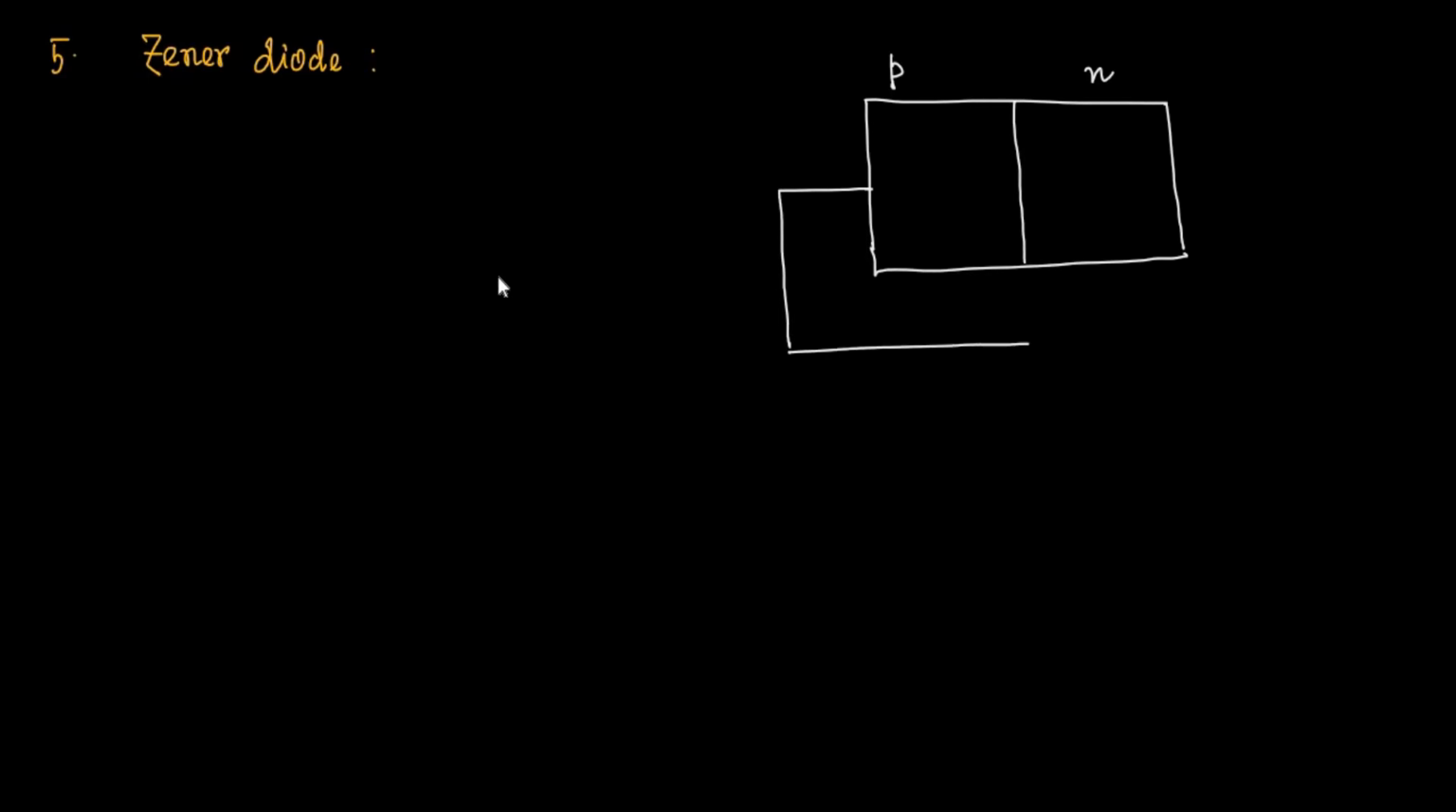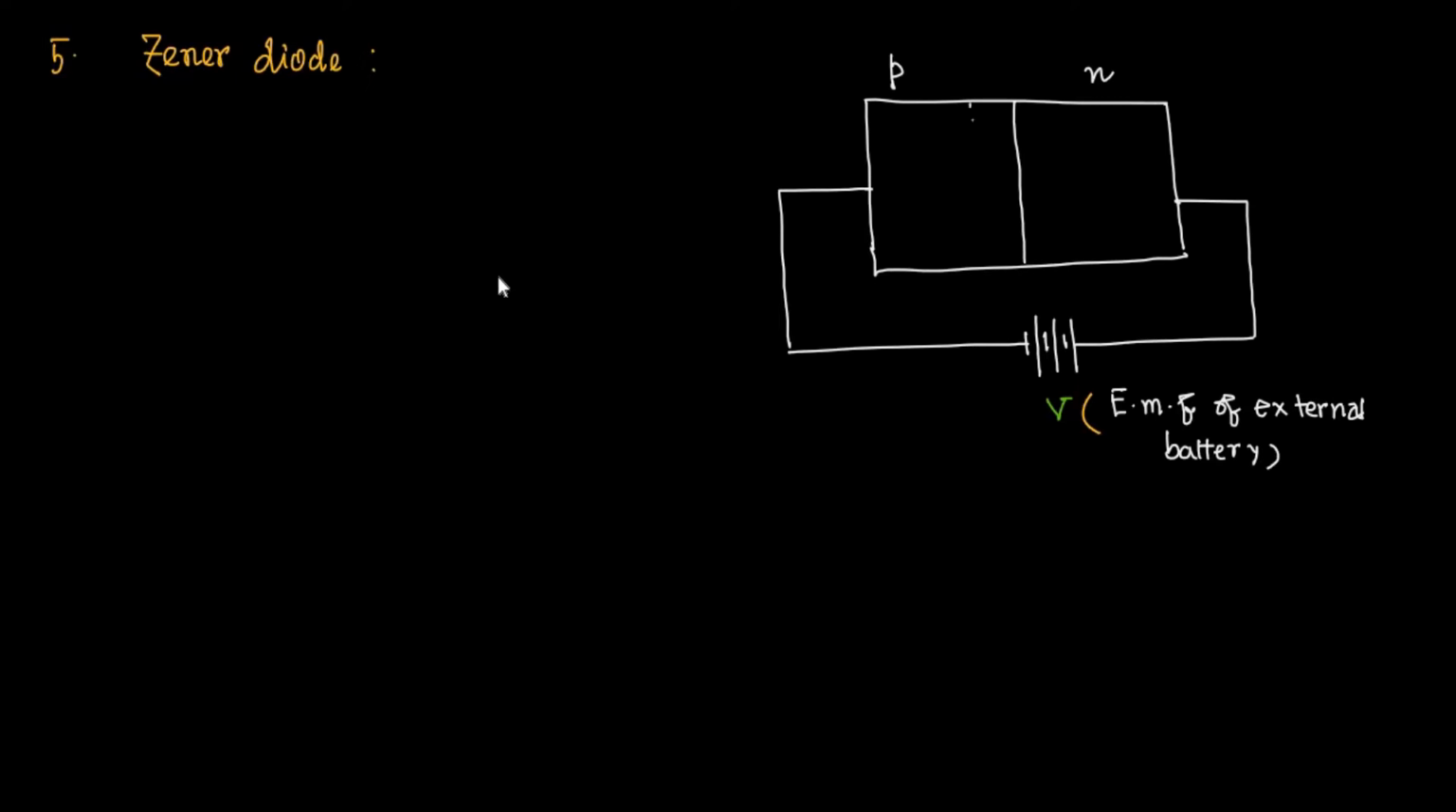In this case, a Zener diode means a reverse biased p-n junction diode. And the EMF of this external battery is V. V means the EMF of the external battery which is connected to the p-n junction diode.